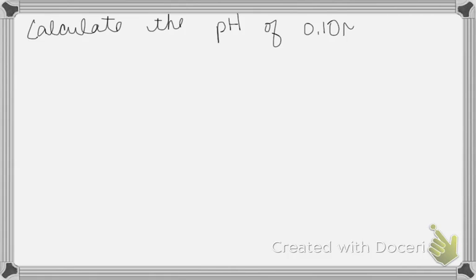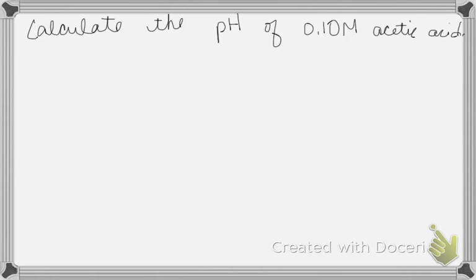In Chapter 16, we learned how to calculate the pH of a weak acid. So, for example, if I said calculate the pH of 0.10 molar acetic acid, y'all would recognize that as a weak acid. And you would know to write Ka is equal to x squared divided by initial concentration. And then solve for x, and that's your hydrogen, and find the pH, right?